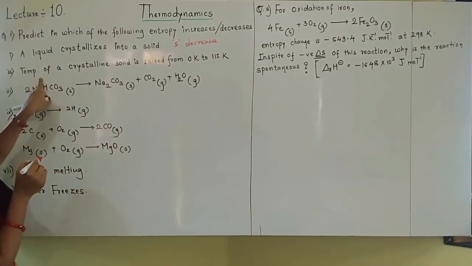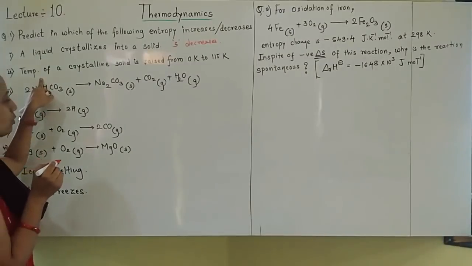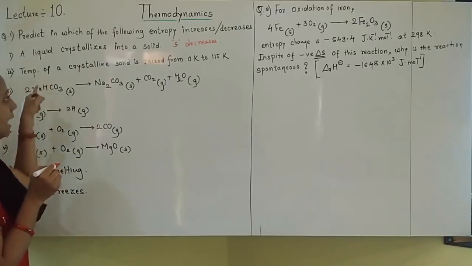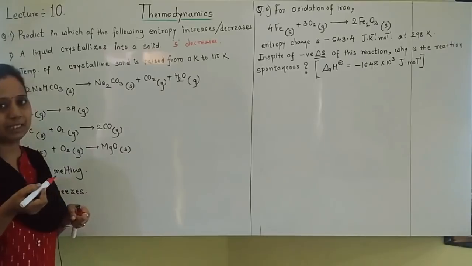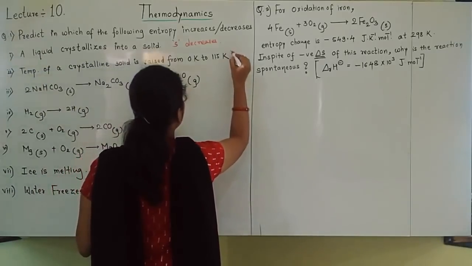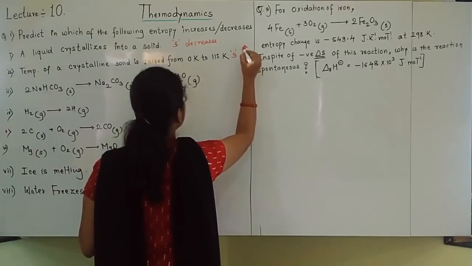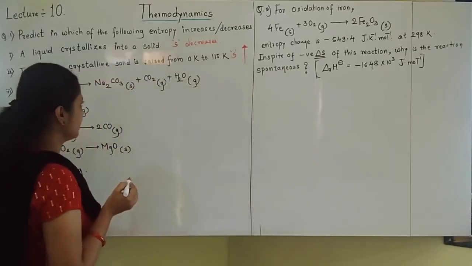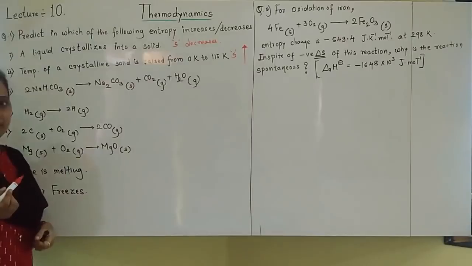Next. The temperature of a crystalline solid is raised from 0 Kelvin to 115 Kelvin. As we have seen, the more the temperature, the more the disorderness. As temperature is increasing, entropy also increases. You write down in words: entropy increases.